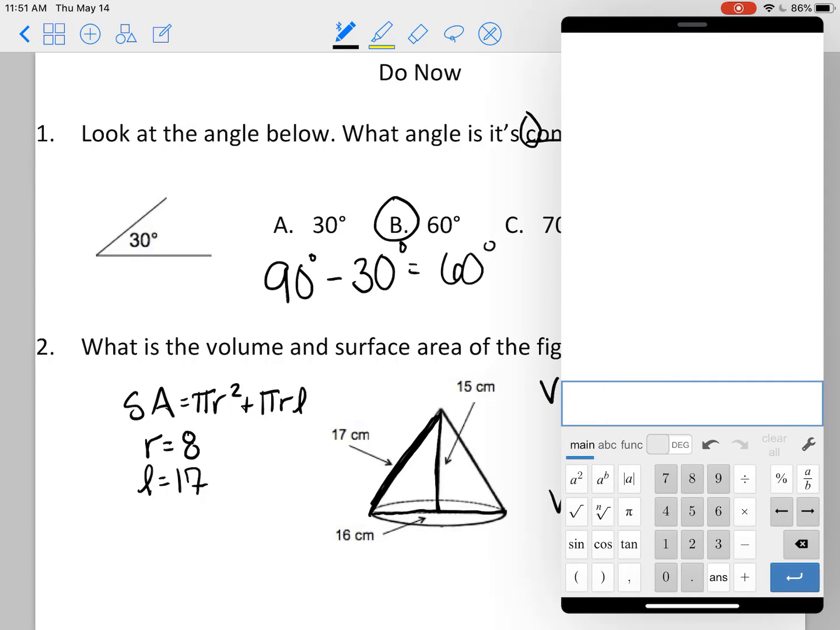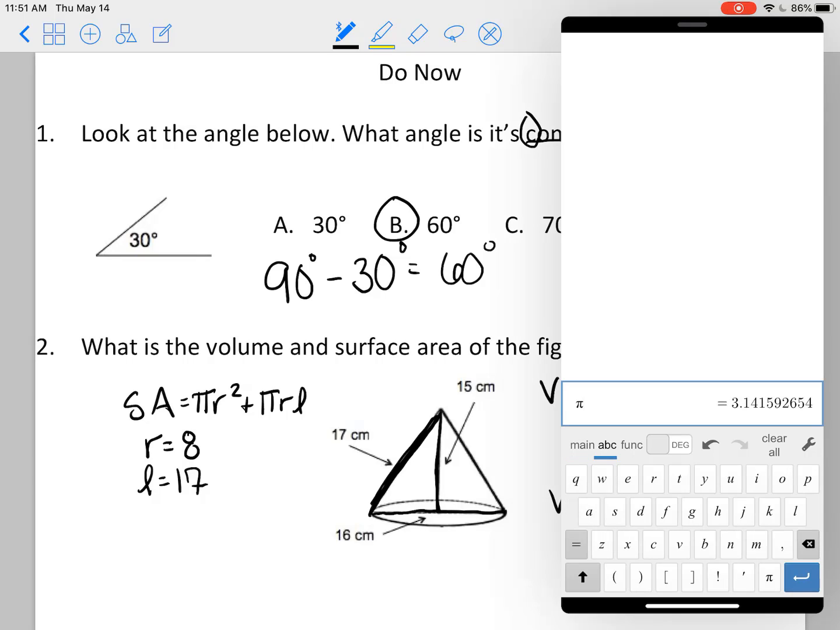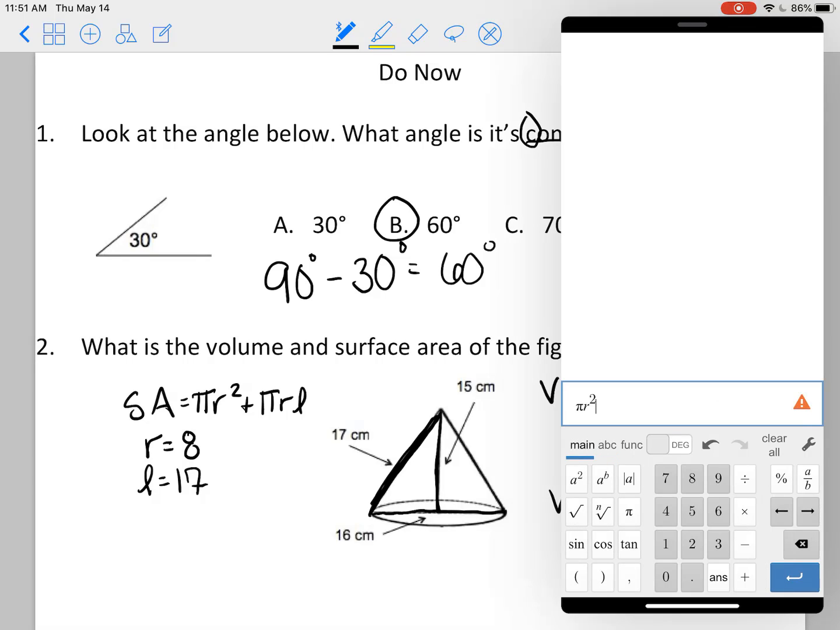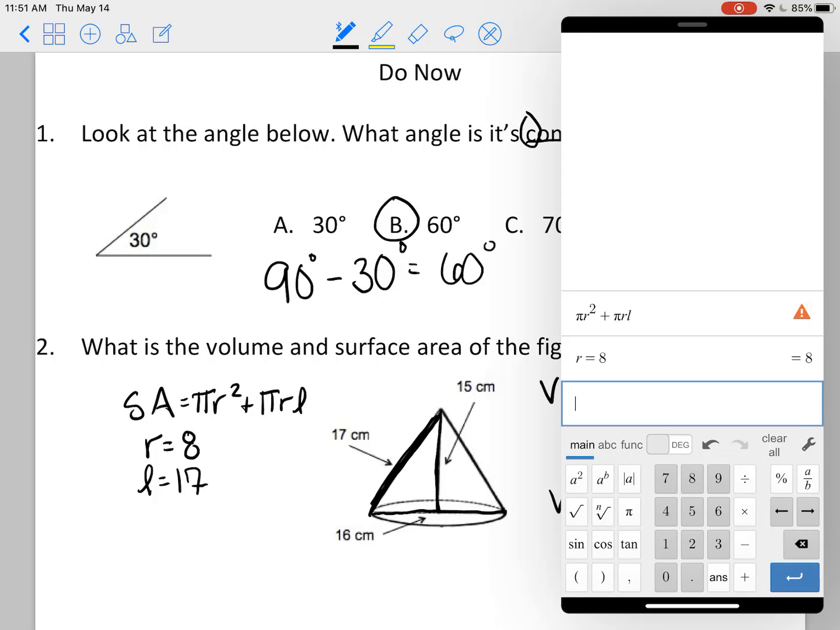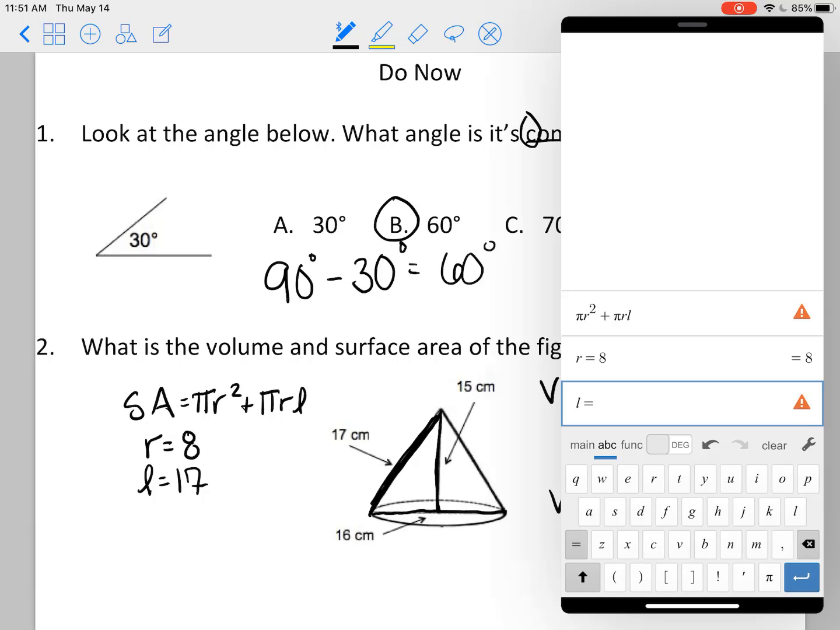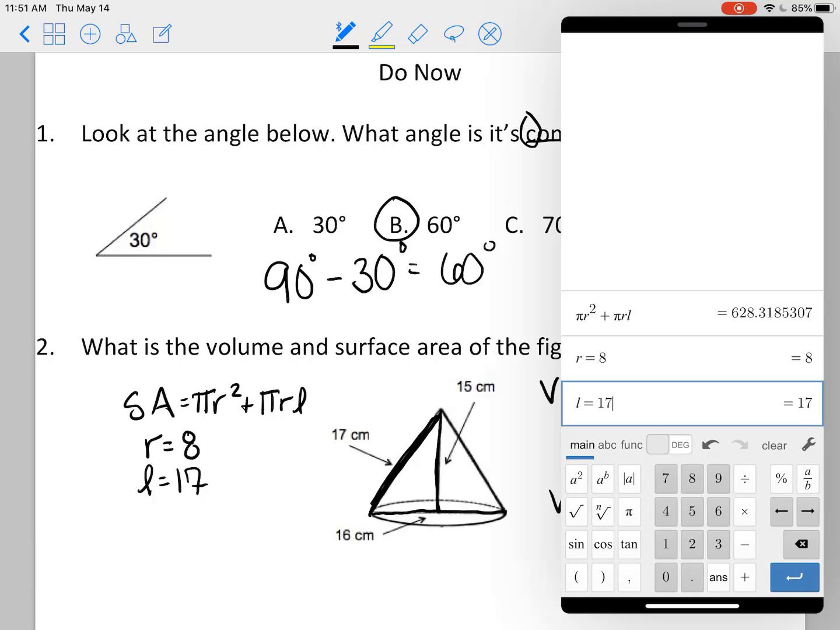So let's open up Desmos and clear our previous work. I'm going to type in our formula pi r squared plus pi rl, and then we'll define those variables. R is equal to 8 and L is equal to 17. So our surface area is 628 and 32. Since it is surface area, just like any other area, the units are in square units, so this is going to be centimeters squared.